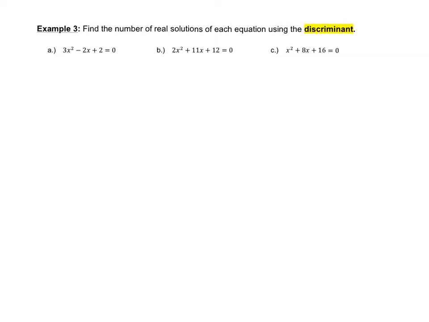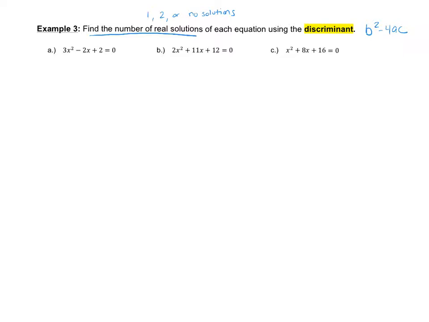Okay, a discriminant is what is underneath the square root of a quadratic formula. So that would be b squared minus 4ac. And the discriminant tells us how many solutions. So it says find the number of solutions, not what are the solutions. The quadratic formula tells us what are the solutions. This tells me if there is one solution, two solutions, or no solutions. That's what it's telling me.